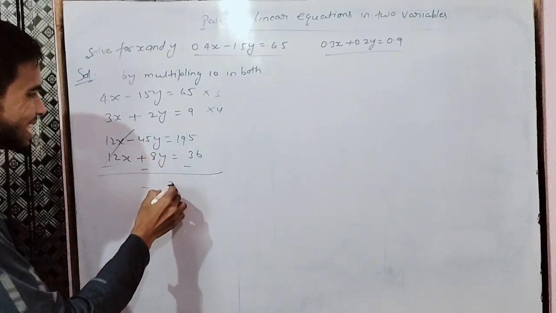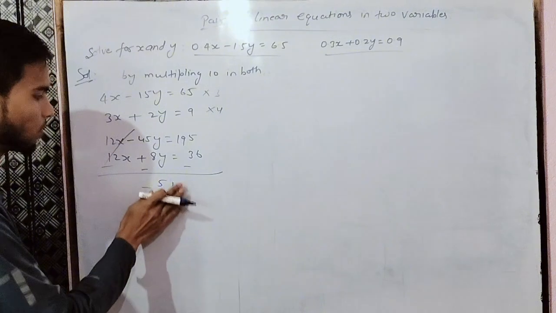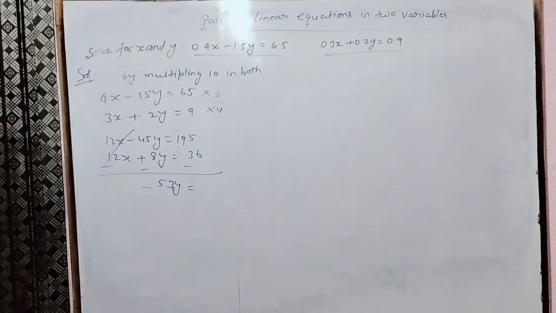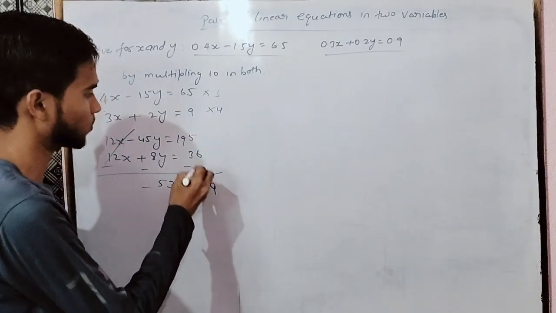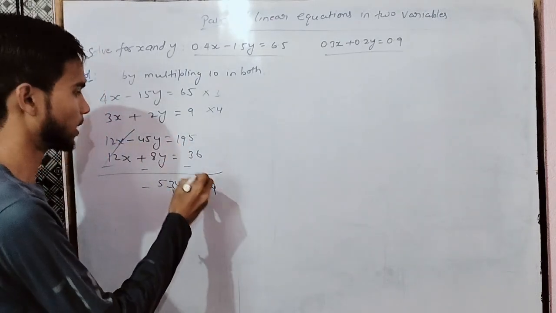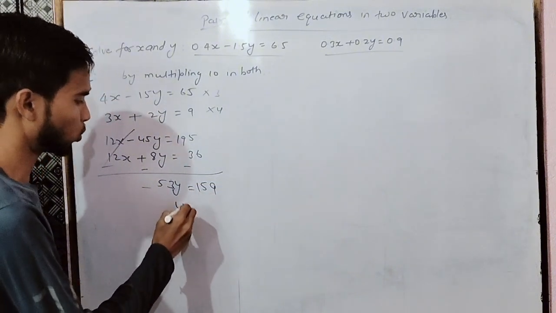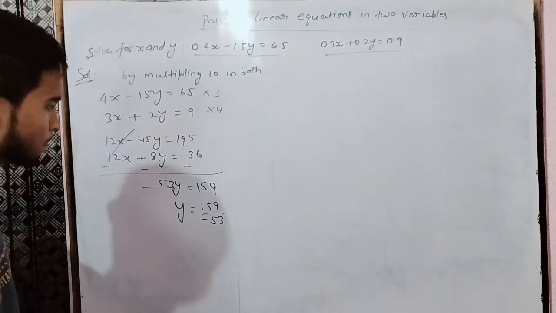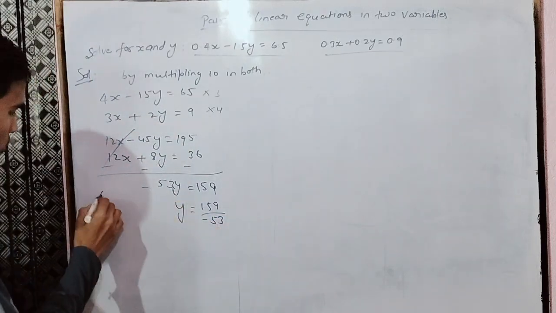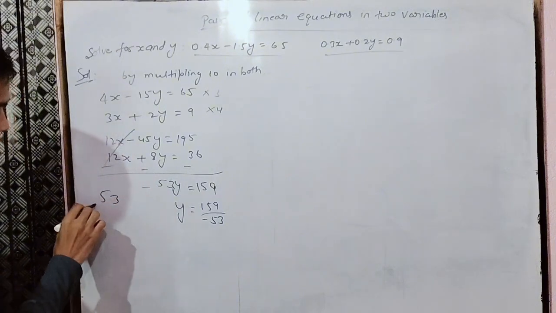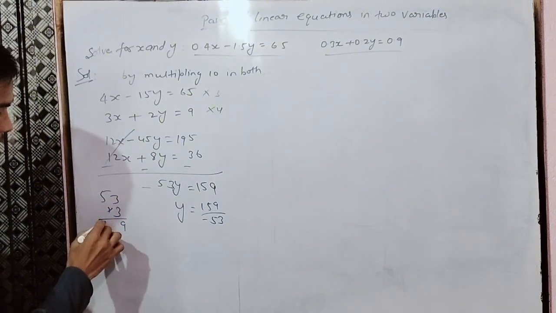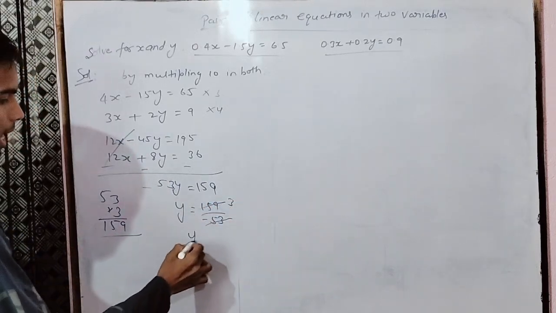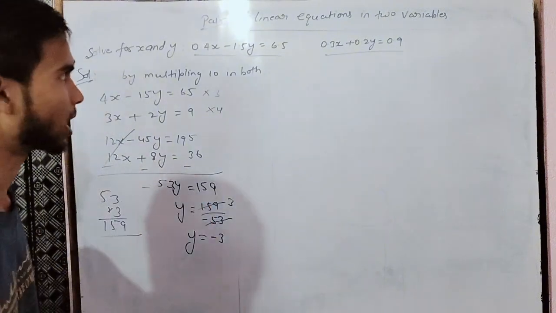So here 3 and 5, 53. We got 53y is equal to what? Here 9 and this is 8, so 159. y is equal to 159 upon minus 53. So 3 3s are 9, that's the same. 53 by 3, 3 3s are 9, 3 5s are 15. So this will cut by 3. We have left minus 3 as y.